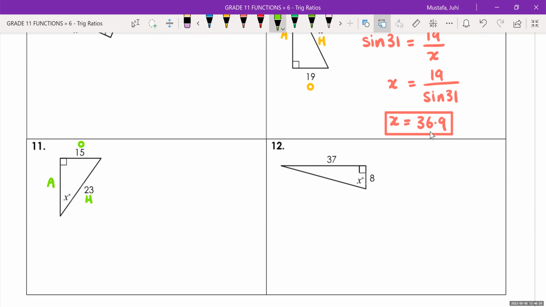And I'm going to look at the numbers that are given to us. The opposite, the side length, and the hypotenuse have been given to us. So what do we have to use for this question? We have to use sine. So I'm going to start with sine theta is equal to opposite over hypotenuse. I don't know what theta is. I'm just going to call it sine x because that's the variable they've used. And then opposite is 15 and your hypotenuse is 23.